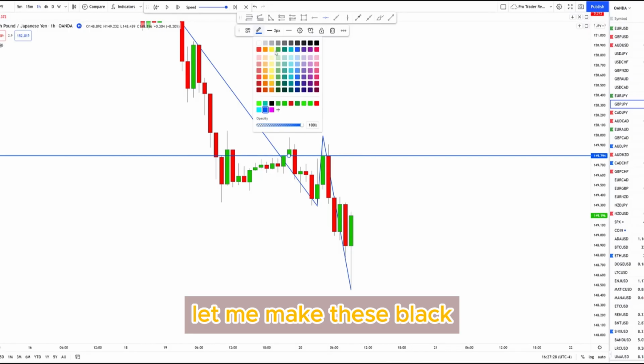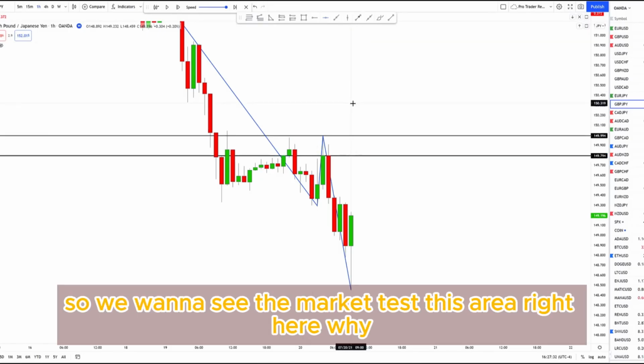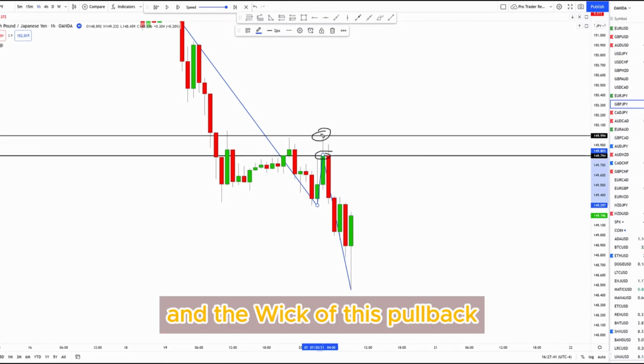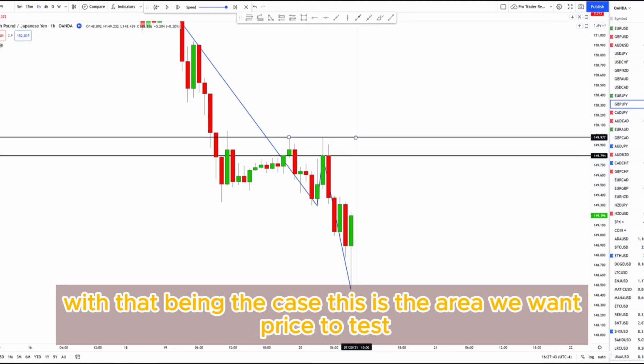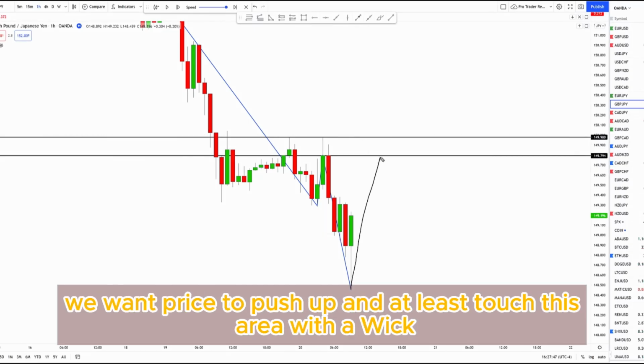Let me make these black. That might be hard to see with everything being blue. So we want to see the market test this area right here. Why? Because this is the area between the bodies of this pullback and the wick of this pullback. With that being the case, this is the area we want price to test. How do we want it to test this area? We want price to push up and at least touch this area with a wick.